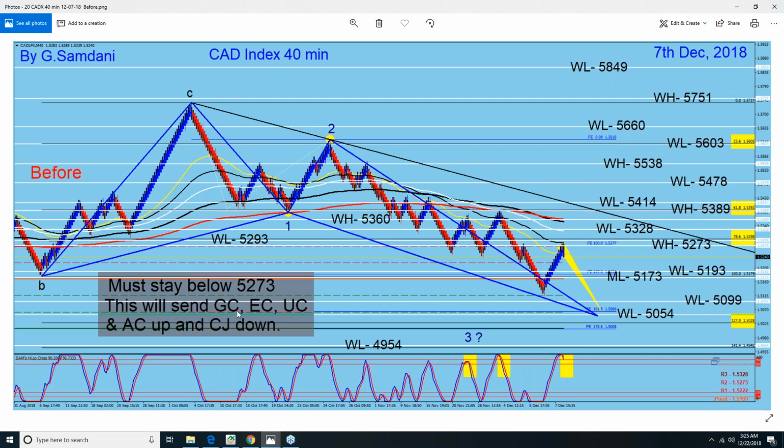This will send CG, EG, meaning pound CAD, Euro CAD, and USD CAD up, and AC, Aussie CAD, which I don't really trade, up, and CJ, CAD yen, down.